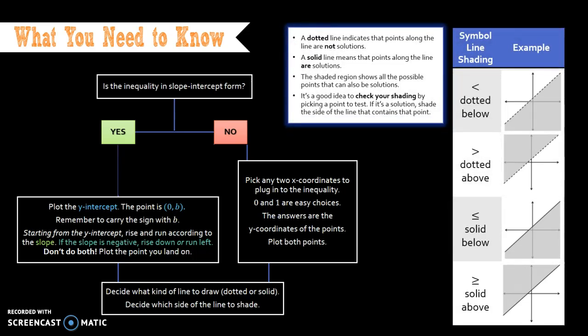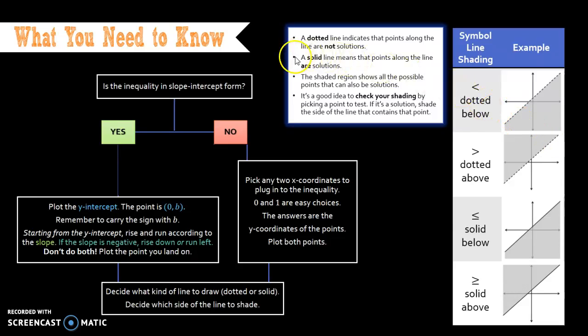Here's how you know what kind of line to use. A dotted line means that the points along the line are not solutions. It's kind of like can't touch this. We're going to dot the line. That means I'm not including the points that are along this line. I'm just showing where the line exists.